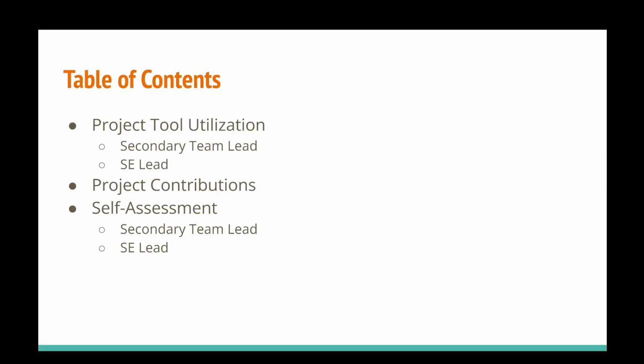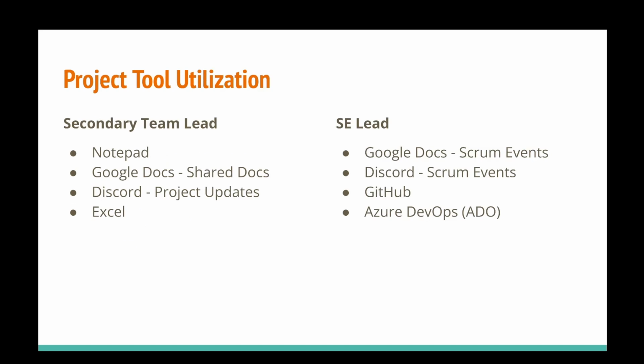For this presentation, I will be going over project tool utilization for my roles, as well as project contributions and self-assessment. For project tool utilization, as a secondary team lead, I use Notepad, Google Docs, Discord, and Excel. And for the SE lead, I use Google Docs and Discord specifically for Scrum events, and GitHub, as well as Azure DevOps.